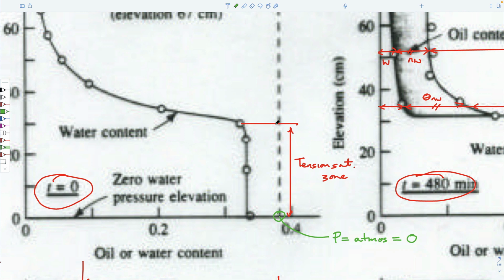So the pressure here in the water would be less than atmospheric, according to the height multiplied by the unit weight of water, which we'll talk about a little later. And so this represents the tension saturated zone. So it's mainly saturated with water, but of course there is a little bit of air in here. And a lot of water.